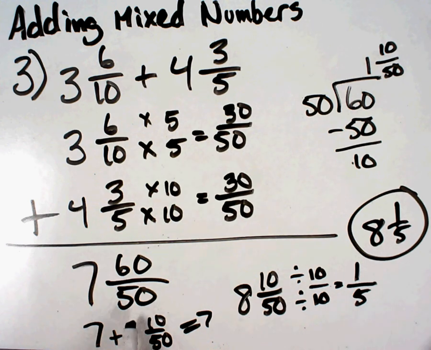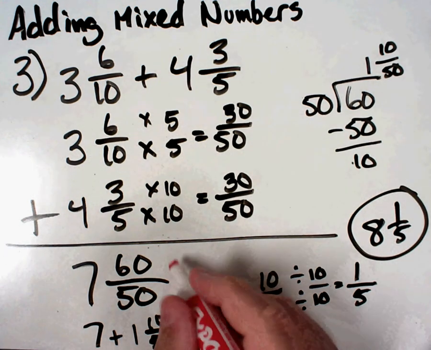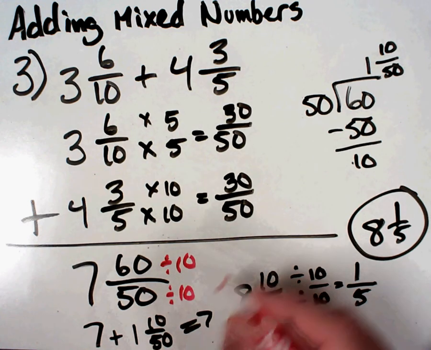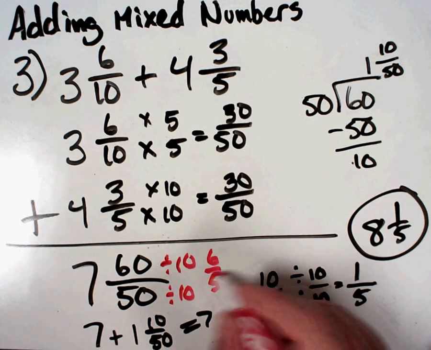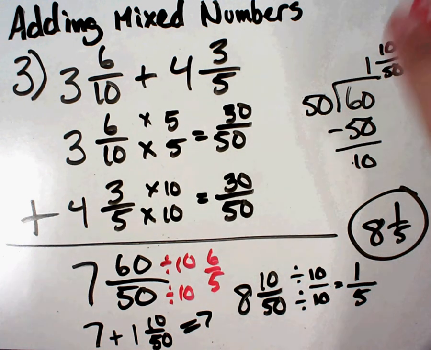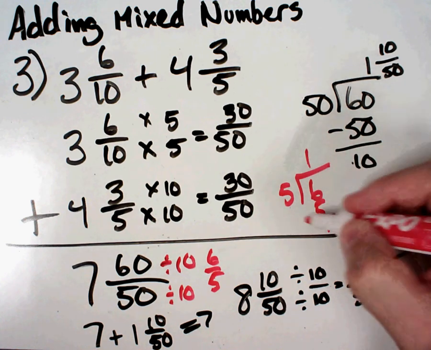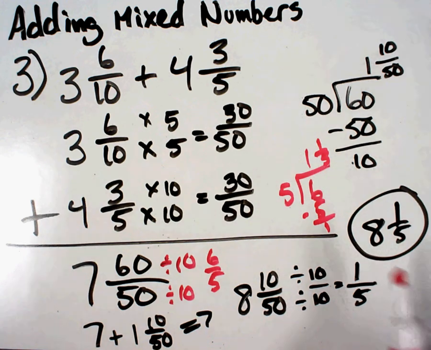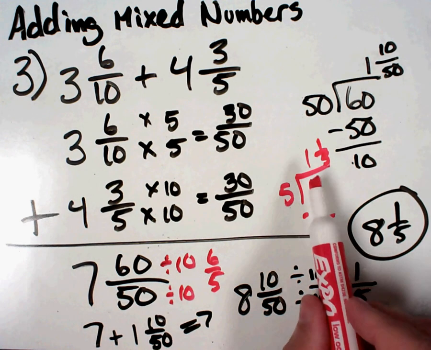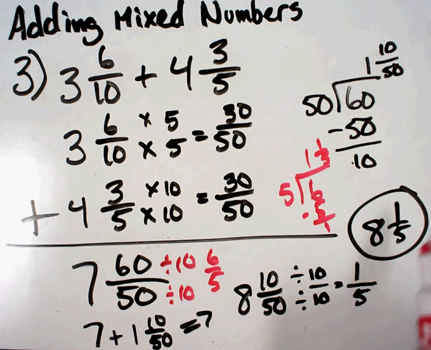Now I could have simplified, I could have reduced before I divided, and had I done that, I would have ended up with, let me do it in a different color so you can see it, if I divided top and bottom by 10, I would have ended up with 6/5. And then if I do 6 divided by 5, 5 goes into 6 one time, and then my remainder is 1/5. So I'm going to end up with the same answer no matter what, because 7 plus 1 1/5 would have given me the 8 1/5. It didn't really matter which order I did it in.